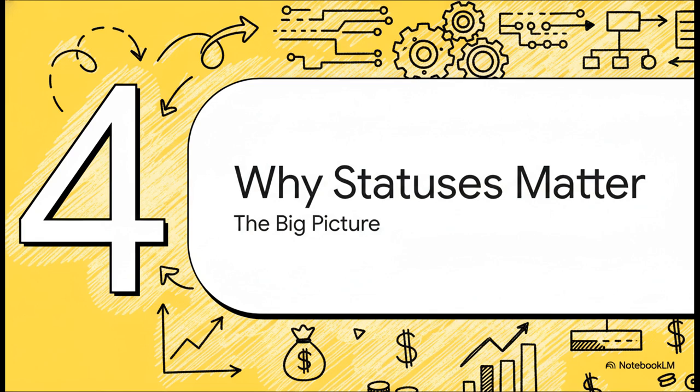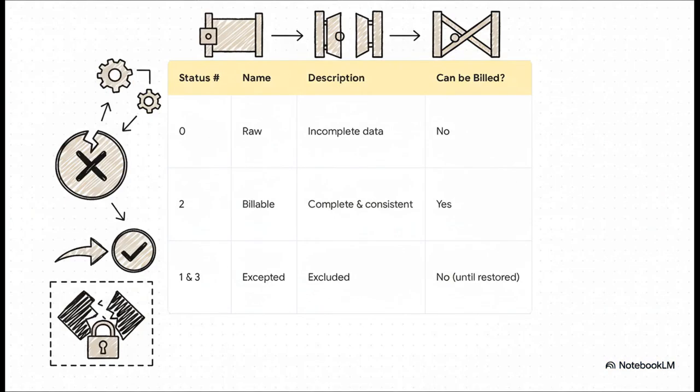Why does any of this stuff actually matter? This table right here, this is basically everything you need to know all in one spot. Let's run through it real quick. Status 0, raw, incomplete data, so nope, can't be billed. Status 2, billable, complete and consistent. This is the only one that can be billed, yes. And then you have statuses 1 and 3, accepted. They've been pulled aside, so they can't be billed either, at least not until someone restores them. It's a really clear system of checkpoints, isn't it?